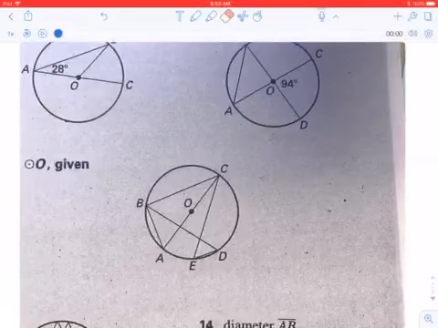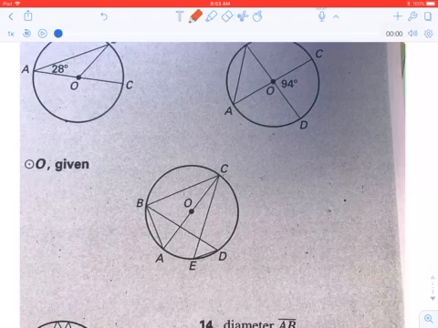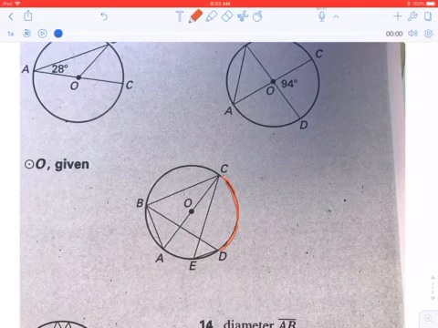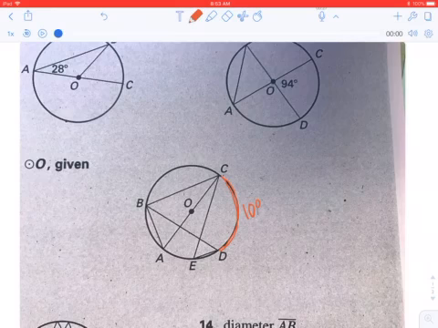Okay, everybody, we are going to do problems 4 through 11 on practice 10.3b, and it's my feeling that if you understand these, you'll be able to do the rest of the problems as well. So first of all, the given tells us that CD is equal to 108, so I'm going to mark that right here, and I know that this is equal to 108.